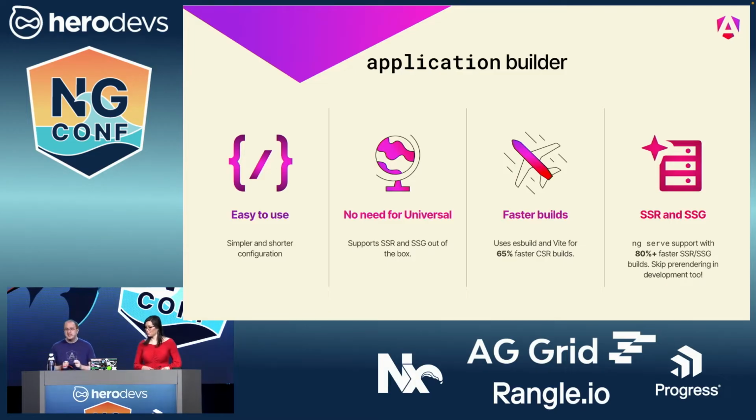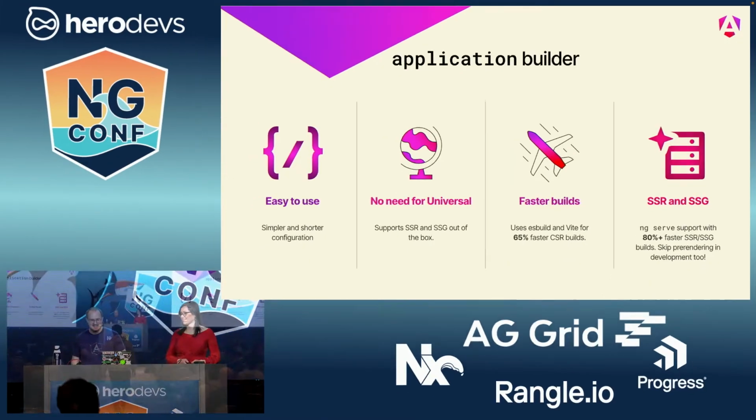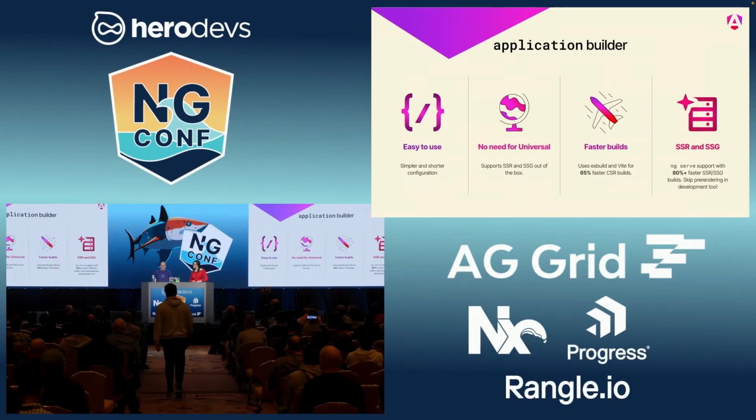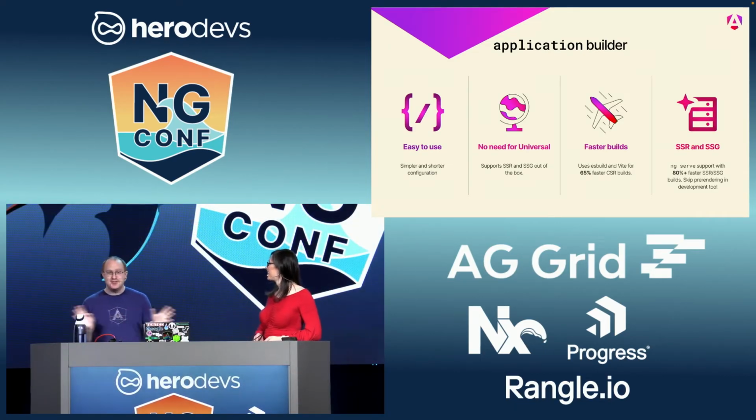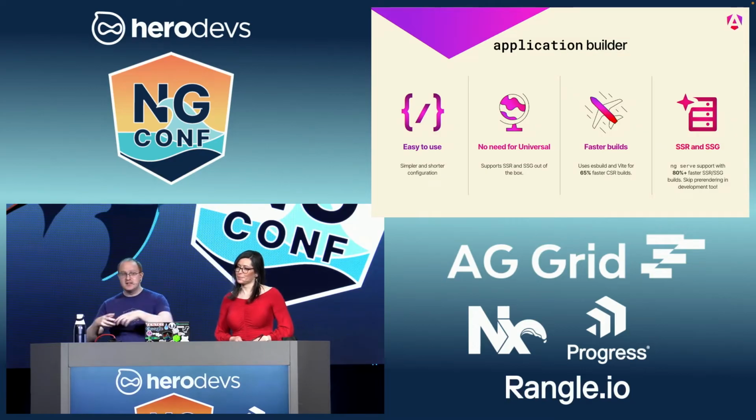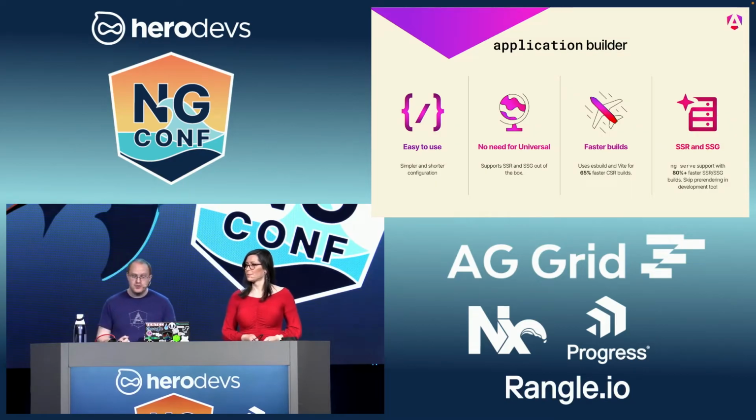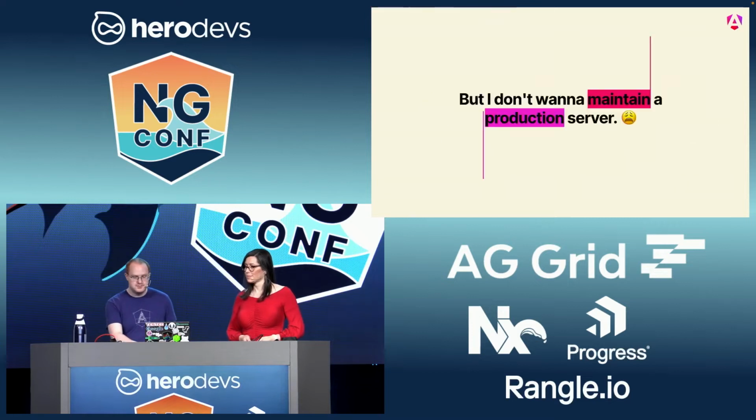So you get up to 80% faster builds for your SSR apps, which is huge. Very excited about that as well. So the main takeaway here is that you no longer have to choose between a good development experience and server-side rendering. You can have both. And it's so easy to adopt SSR. I mean, why wouldn't you do it?